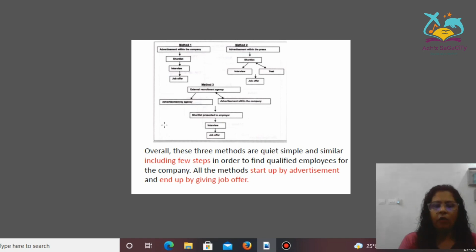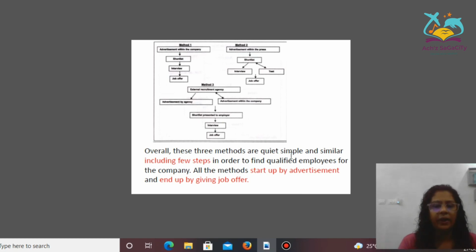Okay. So in overview, you need to start overall. These three methods are quite simple and similar, including few steps in order to find qualified employees for the company. So first you need to mention how many steps it includes. Actually, it includes three methods with so many steps. So it's better to write like there are so many steps. Or you can just mention there are three methods including so many steps or including few steps. Okay, you can just mention like that.